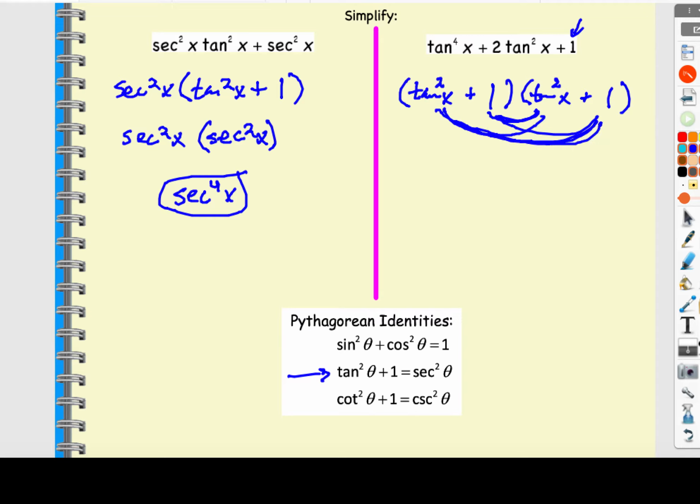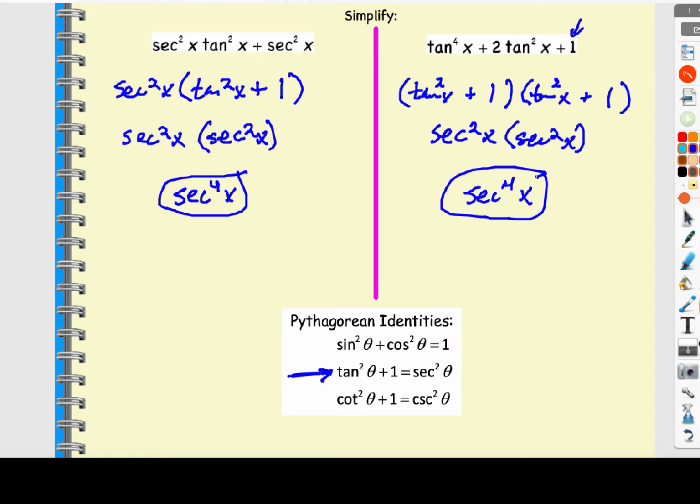I believe if we add up all those things, you go through all the foiling, feel free to pause the video and foil that all out, but I'm pretty sure that factored nicely into our two statements there, which, by the way, are again that same trig Pythagorean identity. So therefore we really have the secant squared of x times the secant squared of x, which again becomes the secant to the 4th of x.